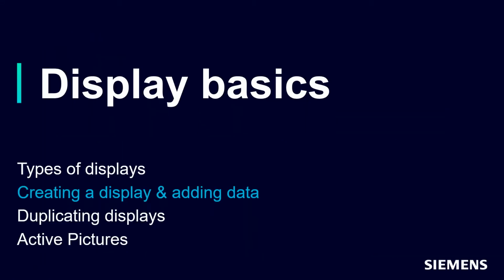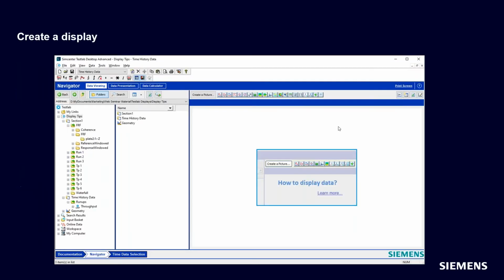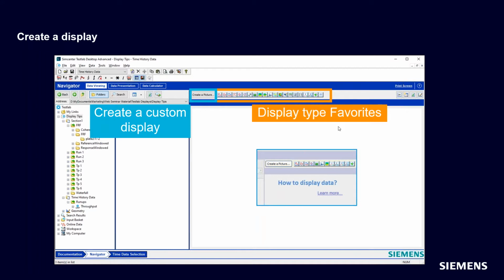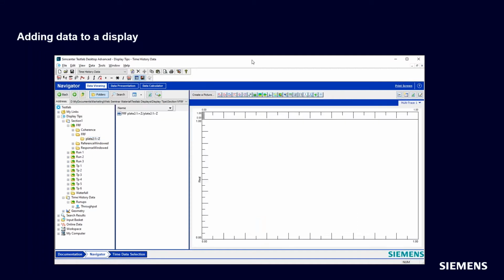Now I'm just going to touch briefly on how to create a display and add some data. If you're brand new to TestLab, this is the GUI here. The first thing we'd like to point out is this list of display type favorites. If you get used to using certain types of displays over and over, you can put them up here in your favorites and have ready access to them. This part under create a picture, we will talk about a little bit later today. This is if you want to create a custom display, and you can also add that to your favorites. We'll talk about that in just a bit.